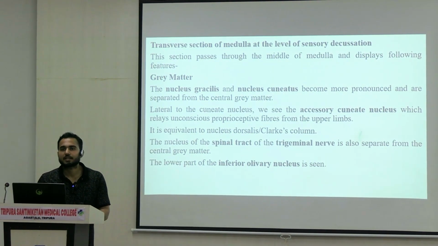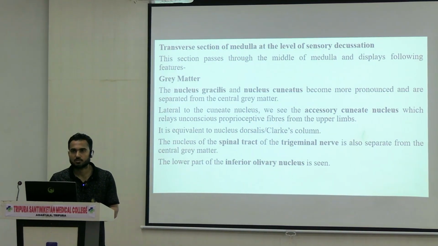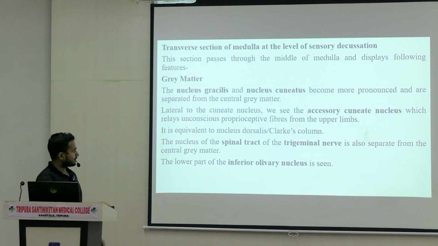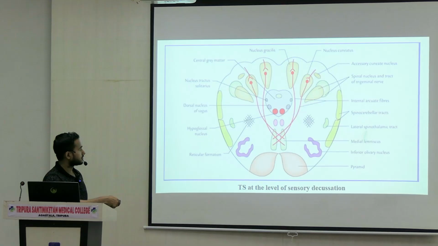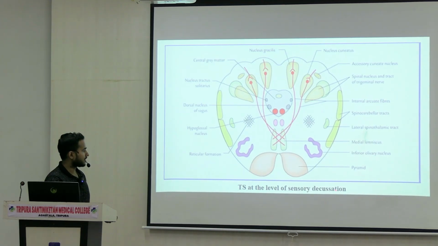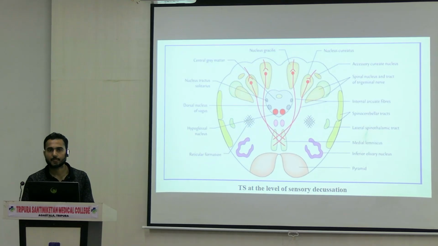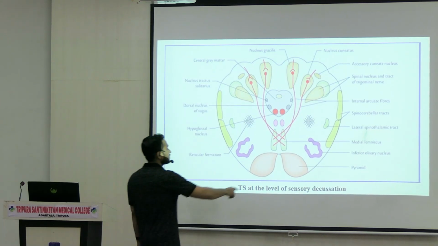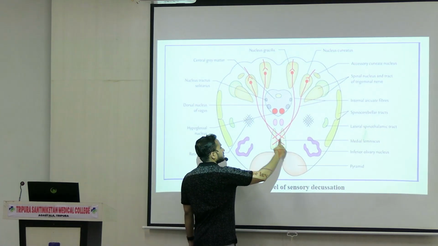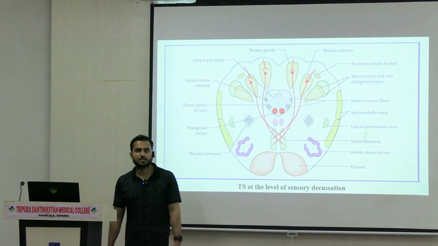The next section is at the level of sensory decussation. Here also we will discuss with the help of the diagram. Here you can see the TS at the level of sensory decussation. Can you see the decussation of the fibers? See these fibers. So this is the sensory decussation.